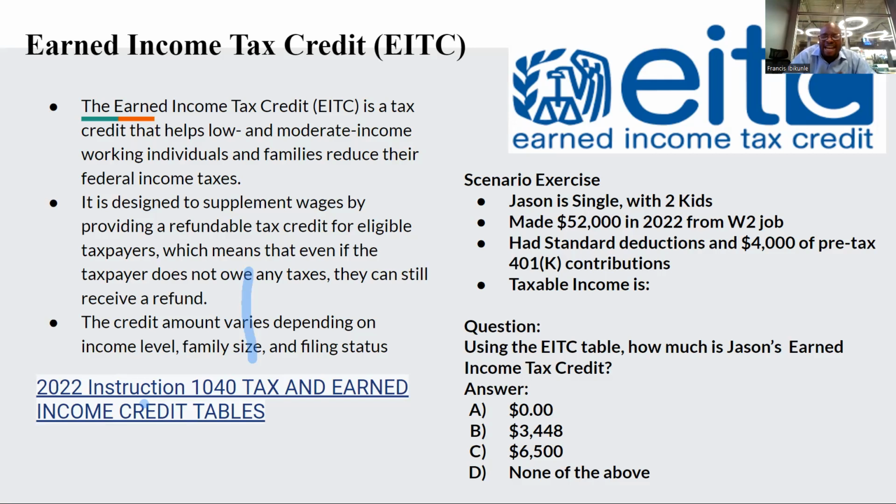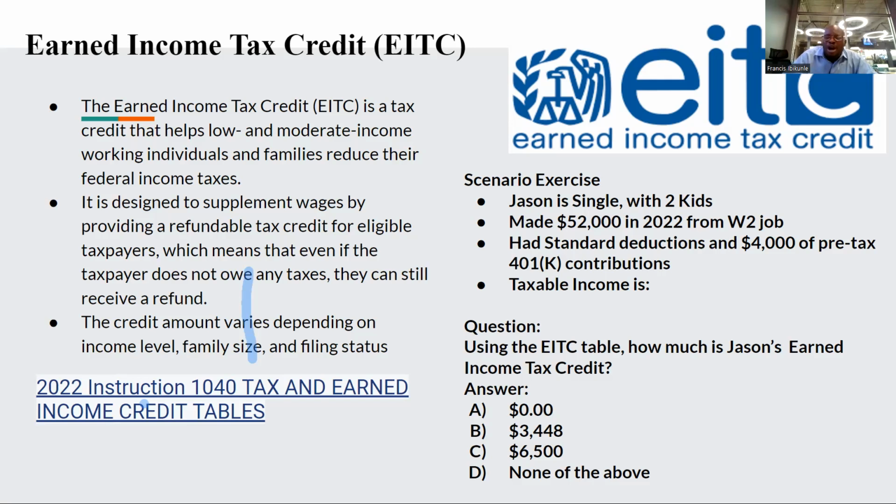So you must make less than $50,000 a year and have children, dependents, before you can qualify. Now, people without children or dependents do qualify anyway, but it is really very low. But the more children you have, maybe up to 3, the more you can get. I'm going to show you the chart. It is designed to supplement wages by providing a refundable tax credit for eligible taxpayers, which means that even if the taxpayer does not owe taxes, they can still receive a refund.